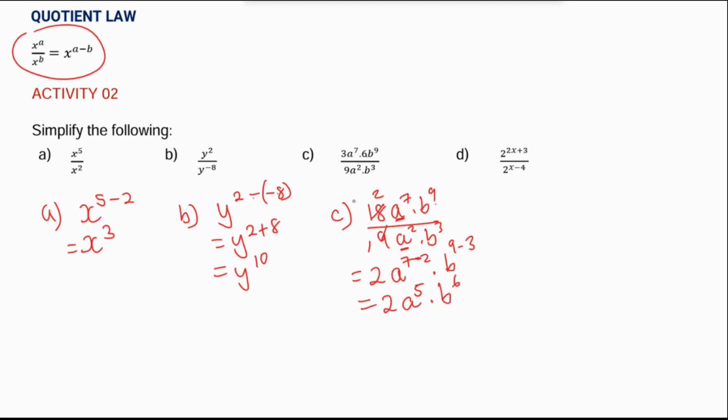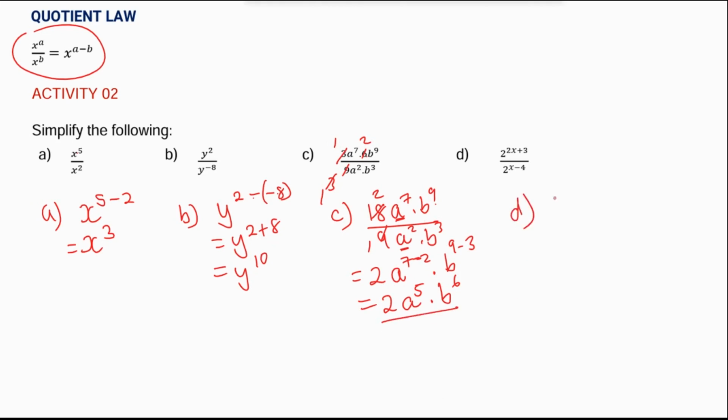Right, the other thing you could have done here, you could have just said 3 into 3, 1, 3 into 9, 3, then 3 into 3, 1, 3 into 6, 2. You can simplify like that, and then we're going to get the same answer.